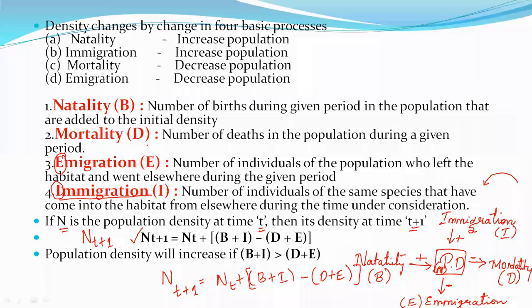If you want to find the population density the next year of that particular area, then you have to take this one as Nt plus 1, where Nt is nothing but the initial population, or the population of the previous year. Now, population density will increase if B plus I is more than D plus E. Why is it so? Why do you think that population density will increase if B plus I, that is birth plus immigration, is more than D plus E, death plus emigration?